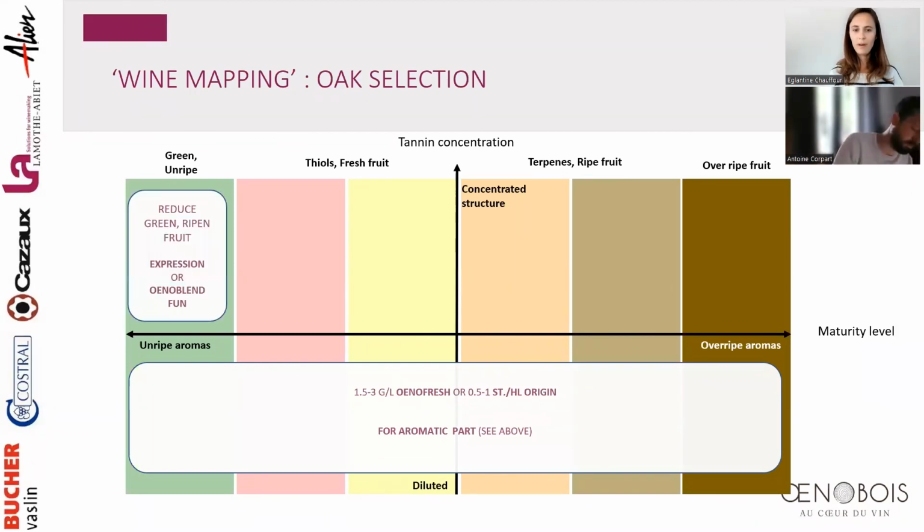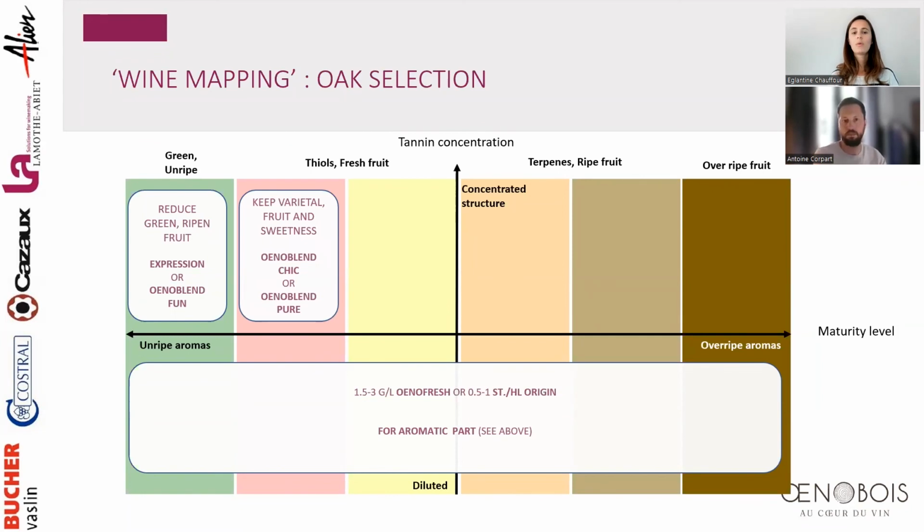Once you bring your wine back up, we can talk about aromas. If you have green, unripe characters, we recommend to work with the expression stave and block or the No Blend Fan. Both of them will give you vanillin that is very useful to ripen the fruit and remove some green character. At low dosage, you will still maintain all your varietal characters. Here, we want to keep the varietal, we want to keep the fruit, just bringing some sweetness and complexity. We can work with the No Blend Chic or the No Blend Pure.